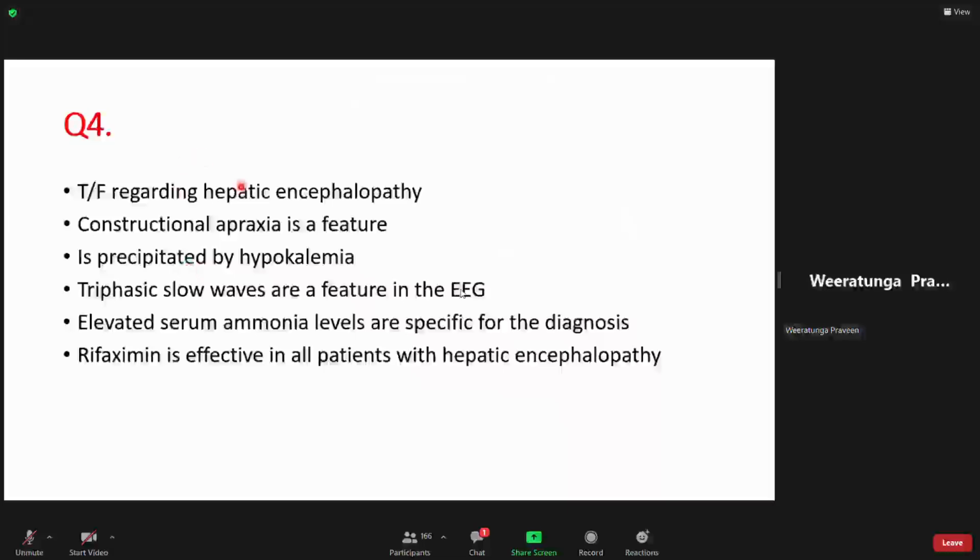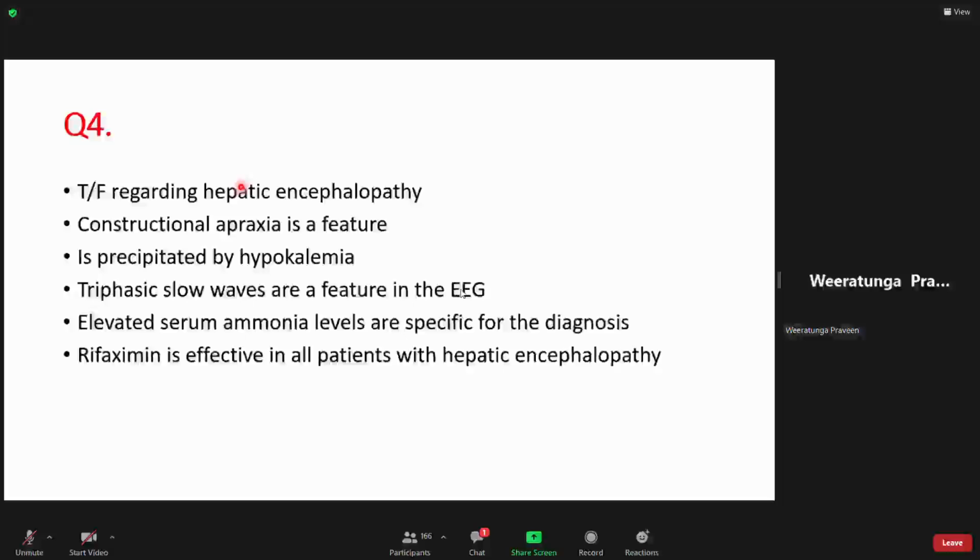True or false regarding hepatic encephalopathy? Now, I told you in the long cases that the earliest clinical manifestation of hepatic encephalopathy is personality change. Personality and behavior change. Then they get altered sleep-wake cycles. So those are the first two changes: personality change, altered sleep-wake cycles.